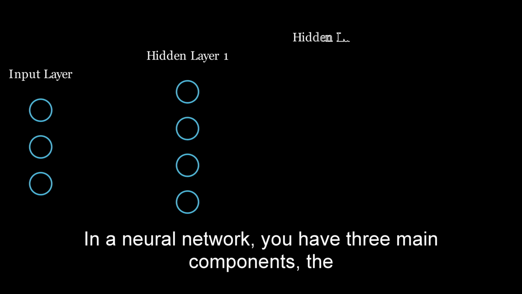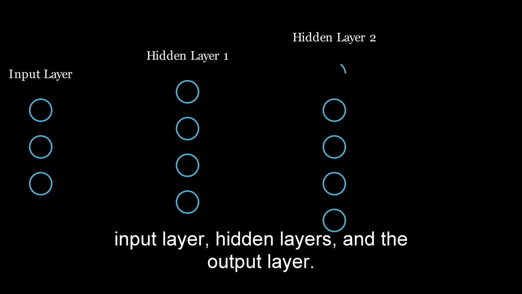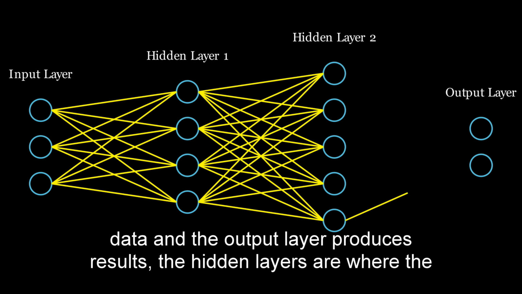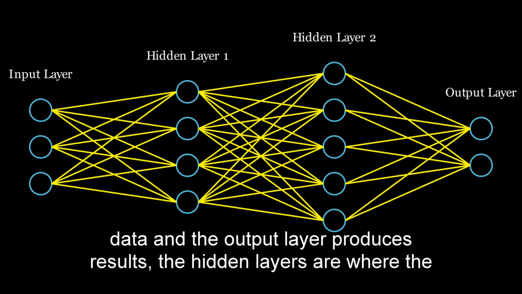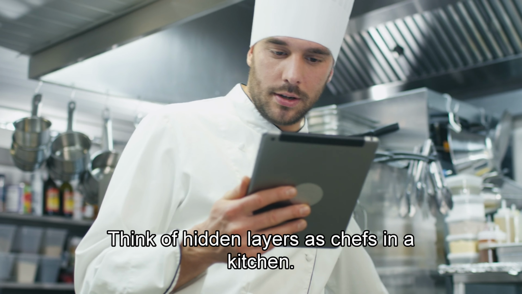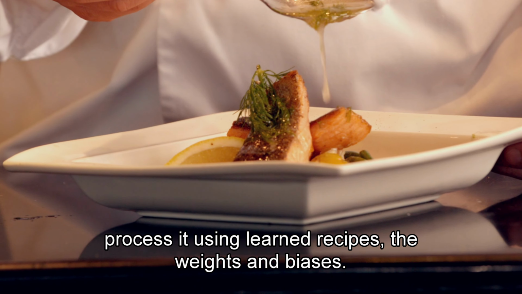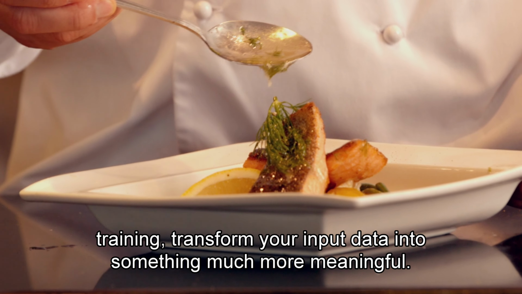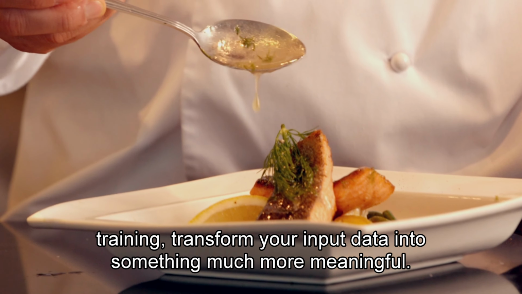In a neural network, you have three main components: the input layer, hidden layers, and the output layer. While the input layer receives raw data and the output layer produces results, the hidden layers are where the real magic happens. Think of hidden layers as chefs in a kitchen. They take raw ingredients, your data, and process it using learned recipes, the weights and biases. These recipes, fine-tuned during training, transform your input data into something much more meaningful.